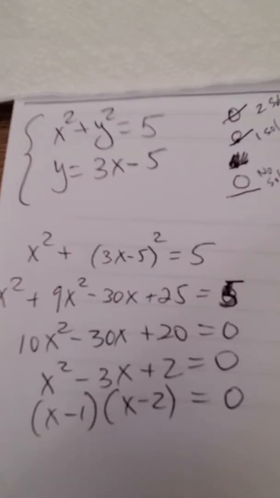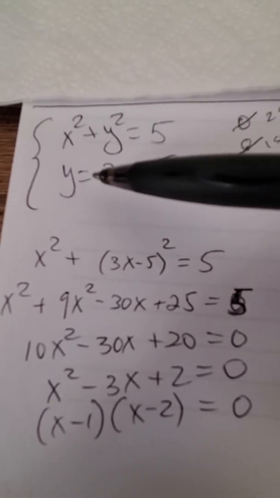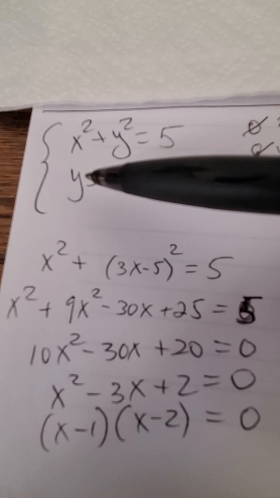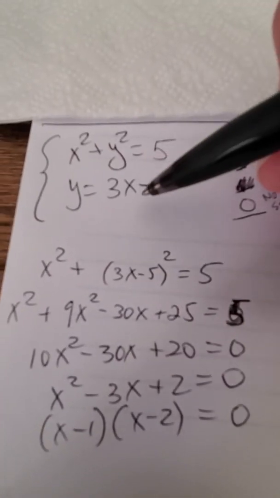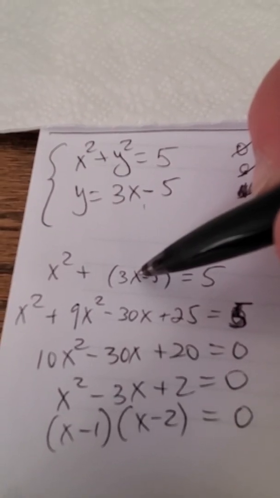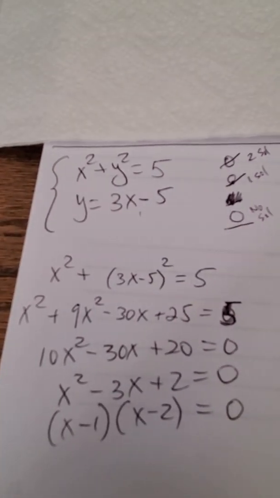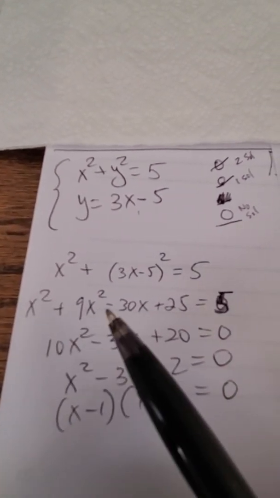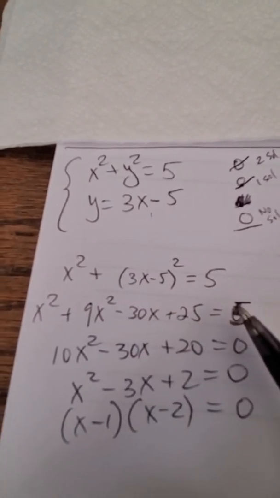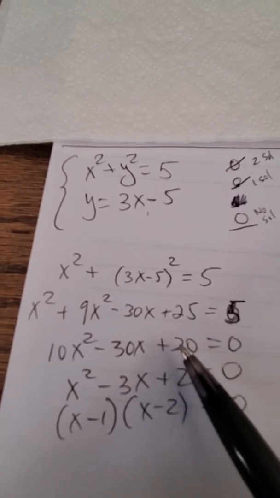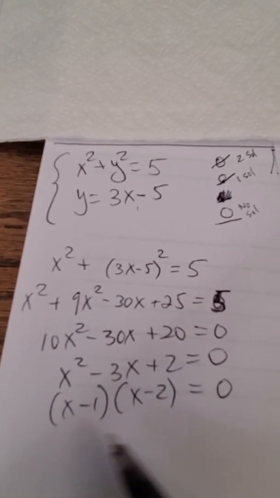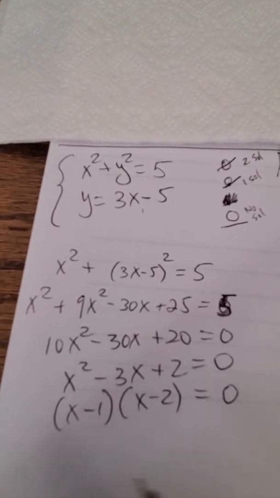So let's do some algebra here. We have x squared plus y squared equals 5. We're going to take the y here, the 3x minus 5, and put that right into there. So where there was a y, now it's 3x minus 5. Now I just have to expand this, and I get x squared plus 9x squared minus 30x plus 25 still equals 5. Bring the 5 over to the other side. I get this. Divide everything by 10. I get this. Factor. I get this. So I have x equals 1 or x equals 2.